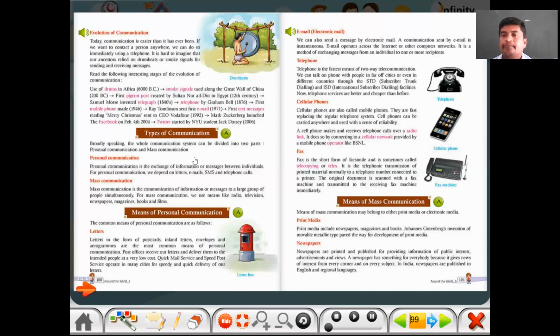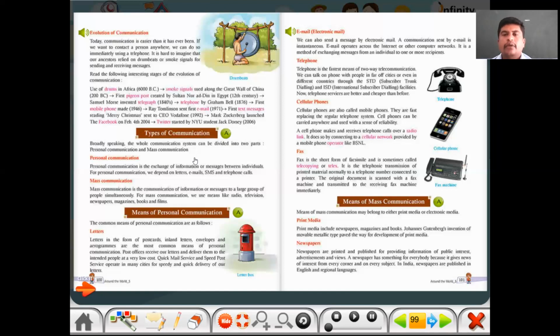It does so by connecting to a cellular network provided by a mobile phone operator, like BSNL, which works under the central government. Cellular phones are also called the quickest mode of communication.